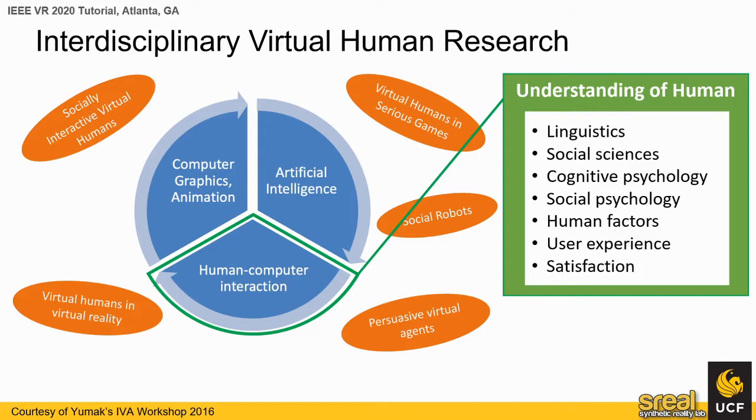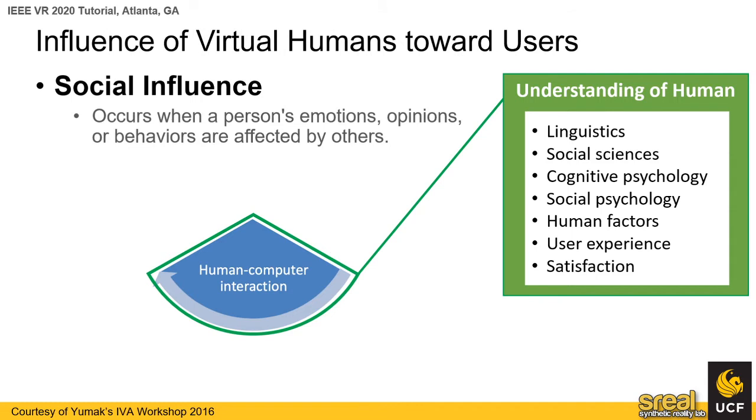Virtual human research is very interdisciplinary, with areas focusing on both technical aspects of virtual human development and understanding of human interactions with these entities. Virtual humans' influence towards the users has been extensively researched for decades from different research fields such as social psychology or linguistics.